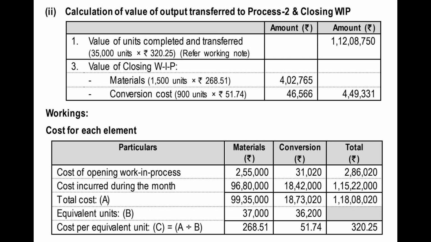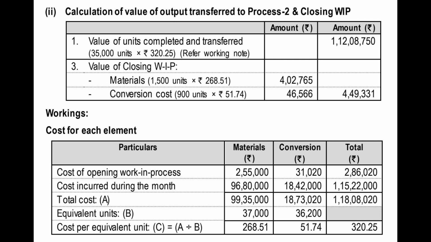Now we have to arrive at the cost per equivalent unit. The total cost of material is 99,35,000 and the equivalent number of units is 37,000. Divide 99,35,000 by 37,000. You will get 268.51 as cost per equivalent unit. Then go to the conversion cost column. The total cost is 18,73,020 and the equivalent units are 36,200. Divide 18,73,020 by 36,200 equivalent units. Then you will get 51.74.